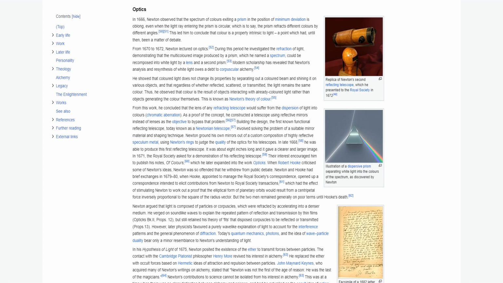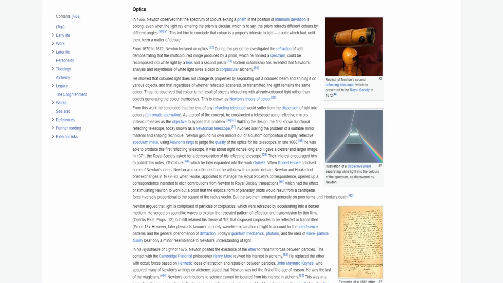Newton argued that light is composed of particles or corpuscles, which were refracted by accelerating into a denser medium. He verged on sound-like waves to explain the repeated pattern of reflection and transmission by thin films, Optics Book 2, Props. 12. But still retained his theory of fits that disposed corpuscles to be reflected or transmitted, Props. 13. However, later physicists favored a purely wave-like explanation of light to account for the interference patterns and the general phenomenon of diffraction. Today's quantum mechanics, photons, and the idea of wave-particle duality bear only a minor resemblance to Newton's understanding of light.